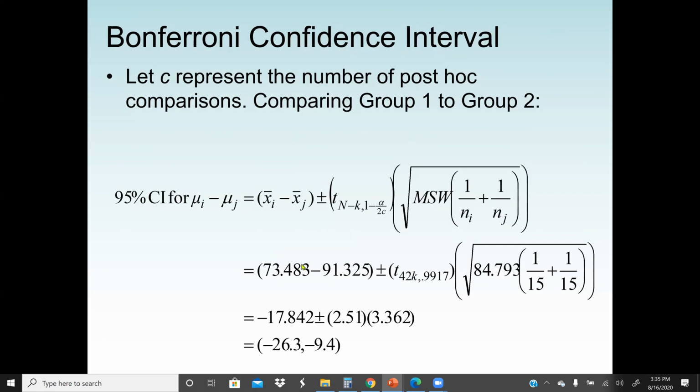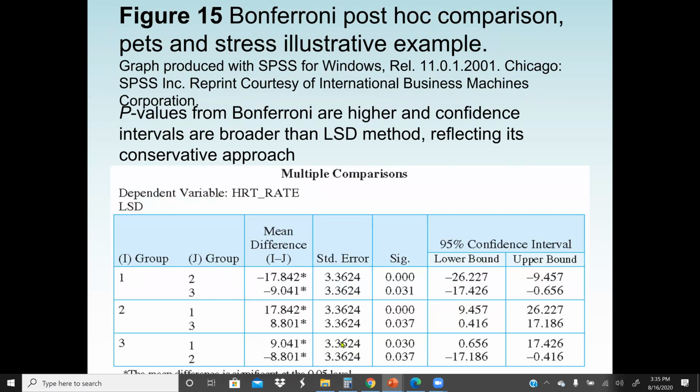So we can plug in the values for the confidence interval with the same formula. We have negative 26.3 to negative 9.4. So this is the pets and stress illustrative example. We plug in the values for the group and individual, and we can find everything.